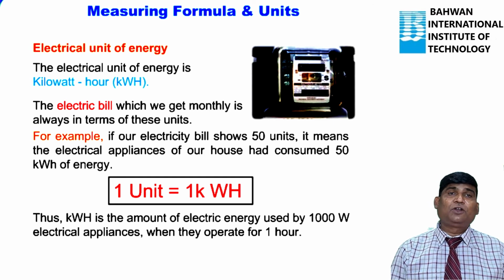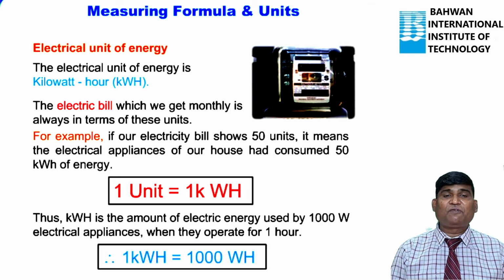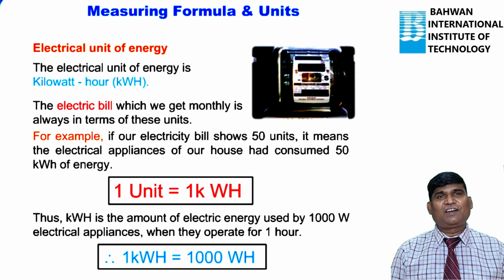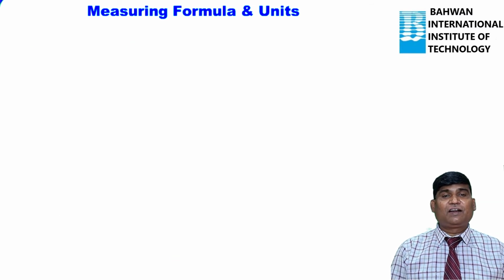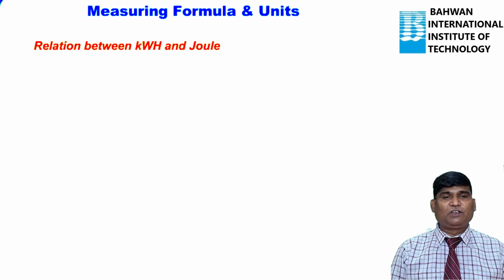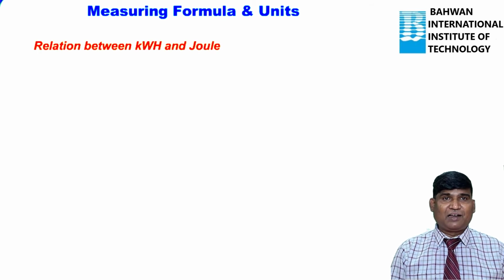Clear? The kilowatt hour is the amount of electrical energy used by a 1000-watt electrical appliance when it operates for 1 hour. So this is how we can define kilowatt hour. So 1 kilowatt hour is nothing but, kilo means 1000, so 1000 watt hours. 1000 watt hours is equal to 1 kilowatt hour. Right? Now we will see what is the relation between kilowatt hour and joule. Sometimes they can ask in the exam.